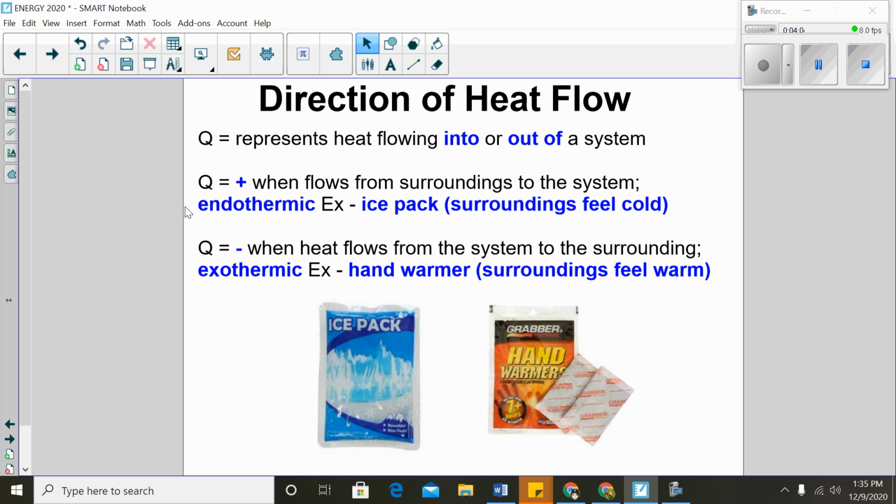When Q is negative, when heat flows from the system to the surroundings, that is referred to as exothermic, like exiting, exo, right? So the heat is flowing to the surroundings from the system. And generally you feel this as something warm. So if you think about those disposable hand warmers, when those chemicals react, how does the hand warmer feel? It feels warm to you. So energy came out of the system of those chemicals reacting, and you felt it as something warm.